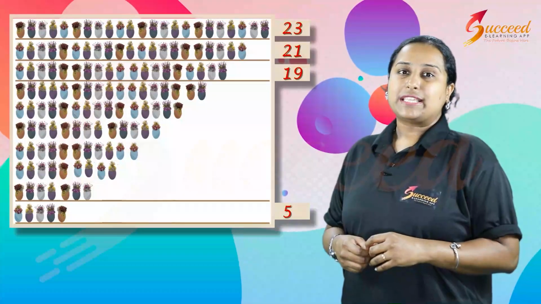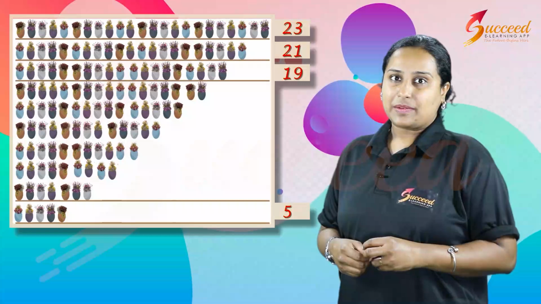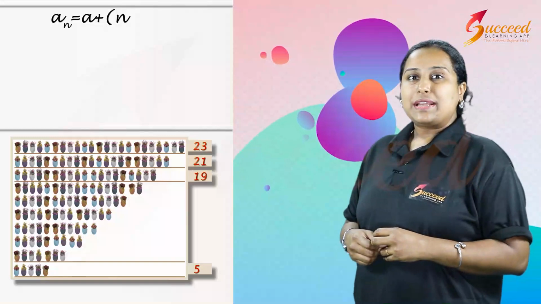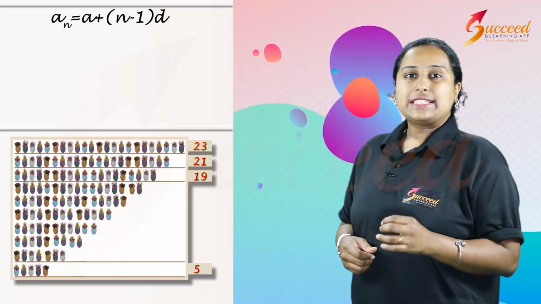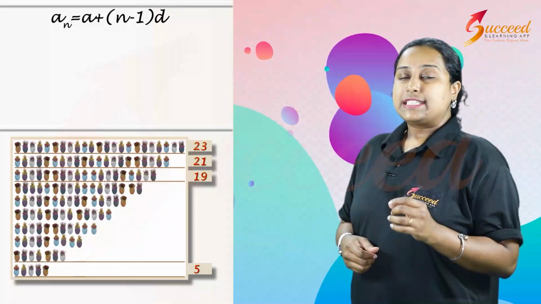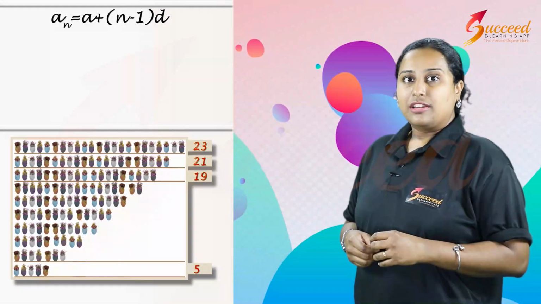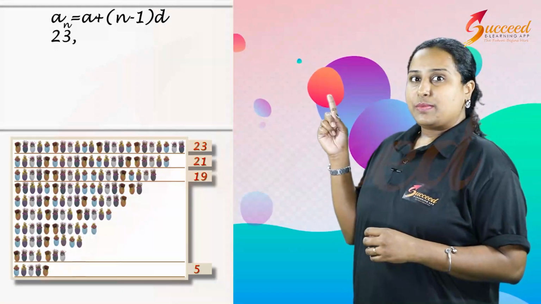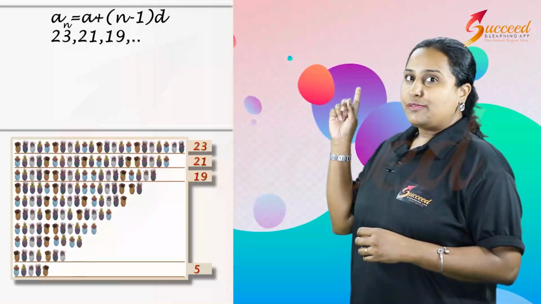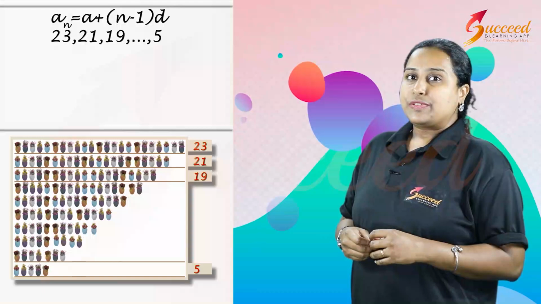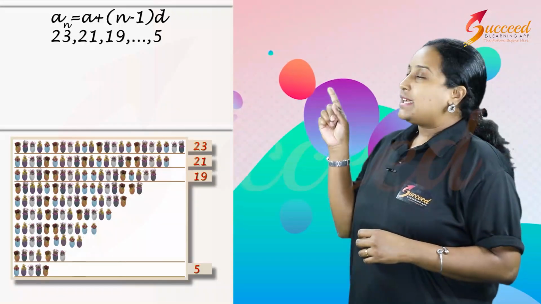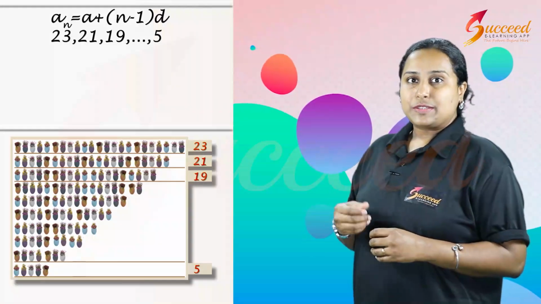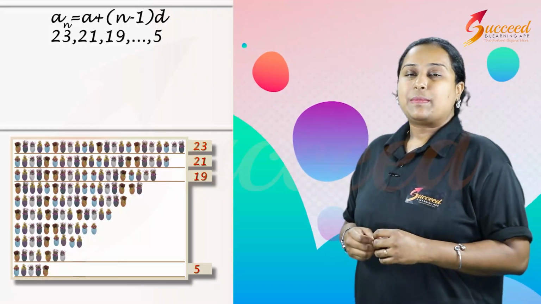Let us solve this by using the formula which we have learnt so far. We have the formula an equal to a plus (n minus 1) into d. But what is the given data? a, that is the starting term, is 23. Then what are the consecutive terms? We have 23, 21, 19 and so on until 5. That means the common difference d here will be 21 minus 23, which is minus 2. 19 minus 21 is also minus 2. That means the common difference is minus 2.